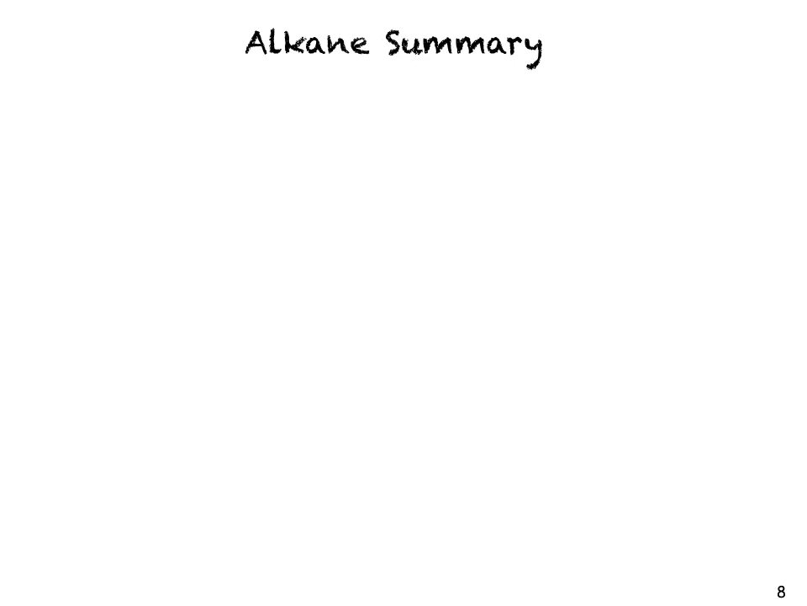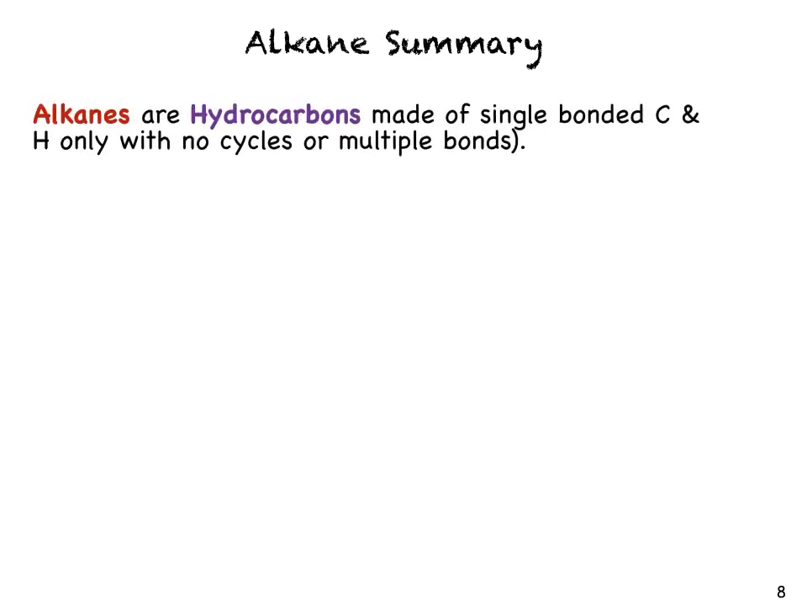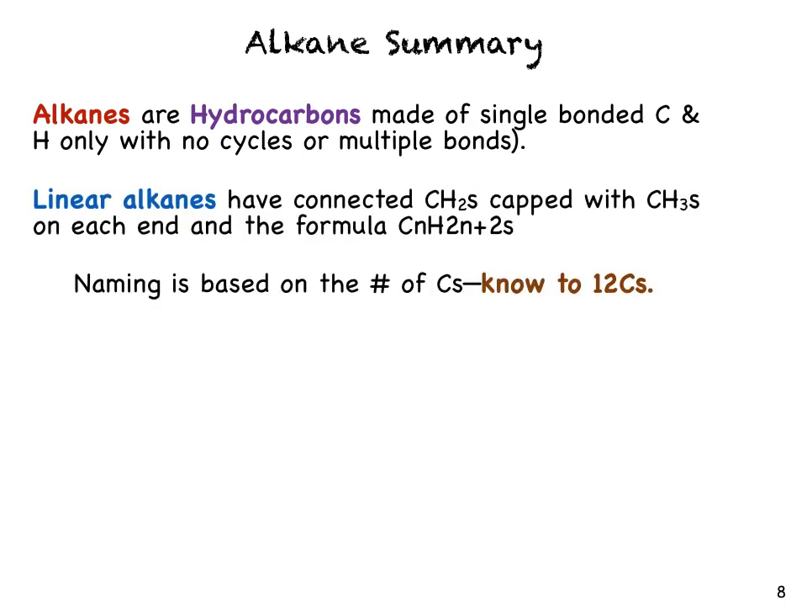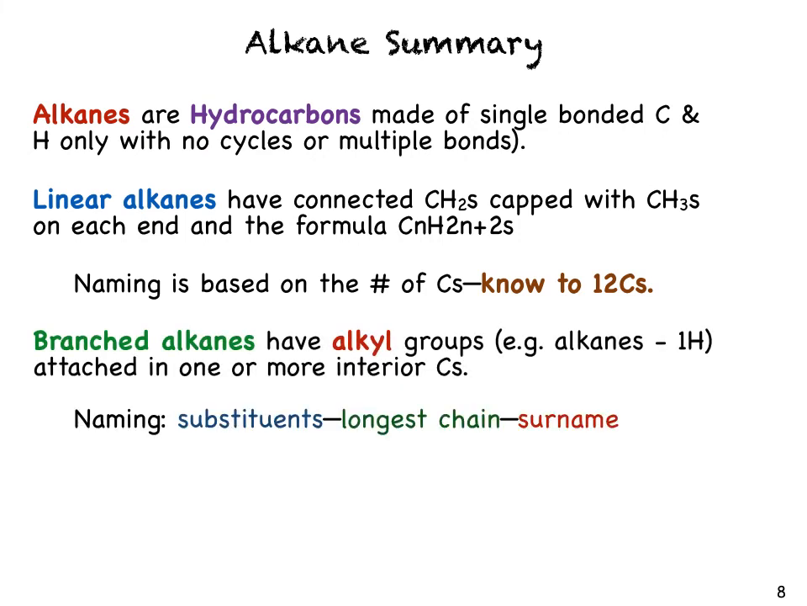So, summary of alkanes. Alkanes are hydrocarbons made up of all single bonded carbon-carbon and carbon-hydrogen bonds. There are no cycles, no multiple bonds. And linear alkanes have connected CH2s capped by CH3s, and so they have the formula CnH2n+2. And the names are based on the number of carbons, and so you need to know the first 12. Branched alkanes are also CnH2n+2 as far as the ratio of carbons to hydrogens. And this is where carbons are connected to some of the interior carbons.